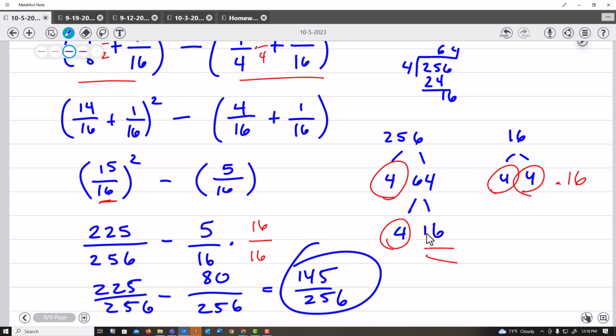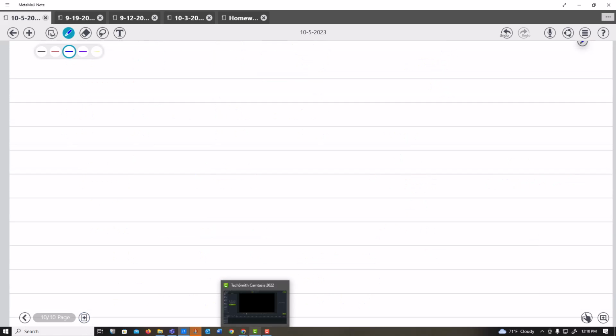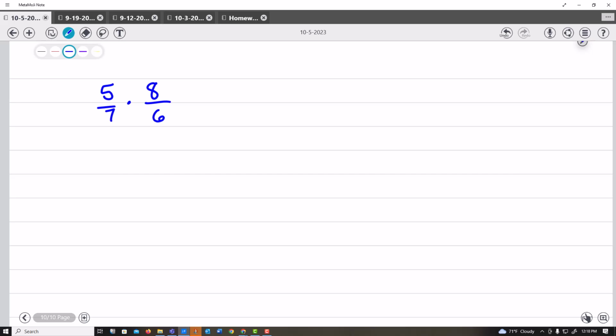Let me see if there's anything else I can do while we're in here. Yeah, let's multiply. When you want to multiply fractions, say you have 5 over 7 times 8 over 6, the rule is you just multiply straight across. So 5 times 8 is 40, and 7 times 6 is 42. But what I like to do is, if I have 5 times 7ths, I know there's nothing I can reduce out of there. But think of 8.